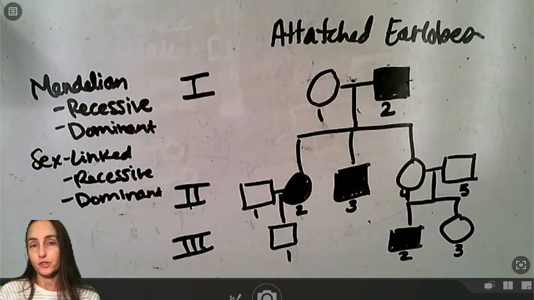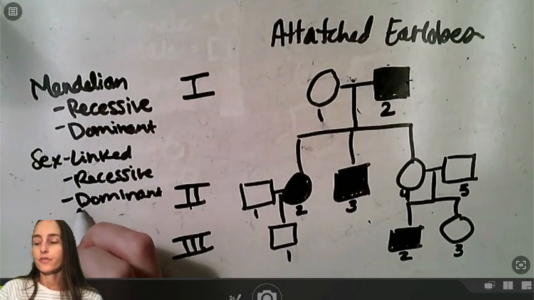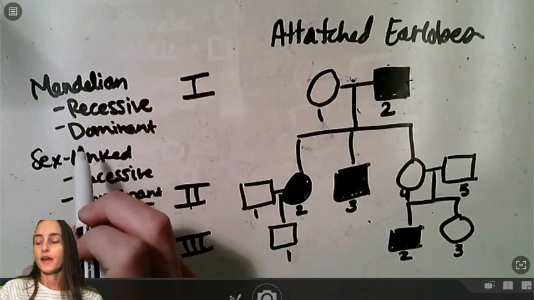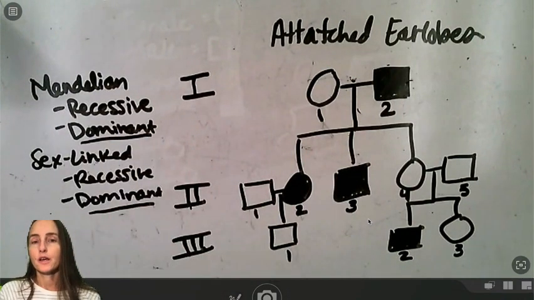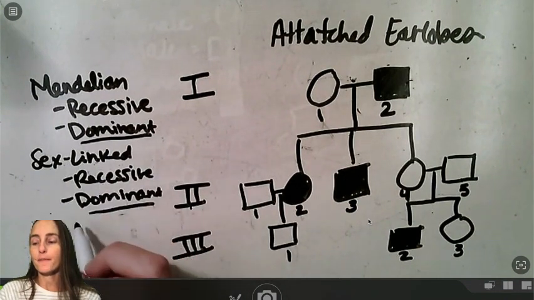Is it a Mendelian trait? And if it is, is it Mendelian recessive or dominant? Is it a sex-linked trait? And if we think it is, is it recessive or dominant? Okay, now I'm going to tell you right now, this sex-linked dominant and this Mendelian dominant are almost impossible to tell apart. So probably you're not going to get very many of these.